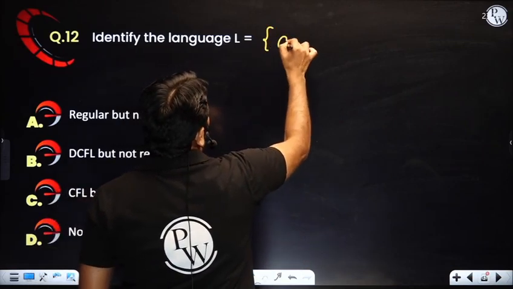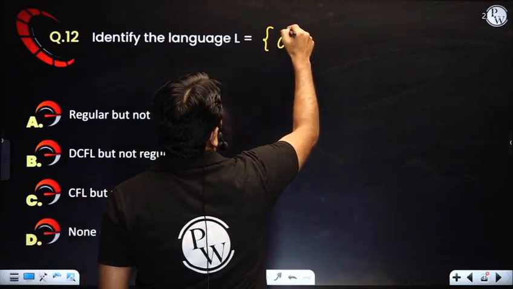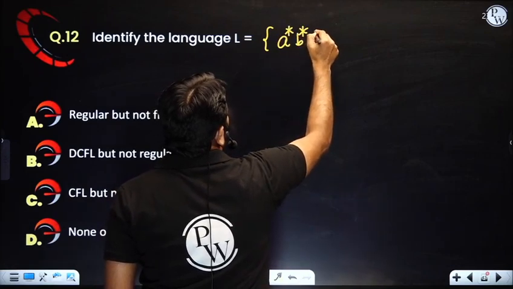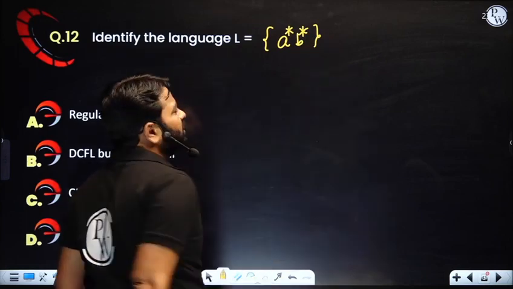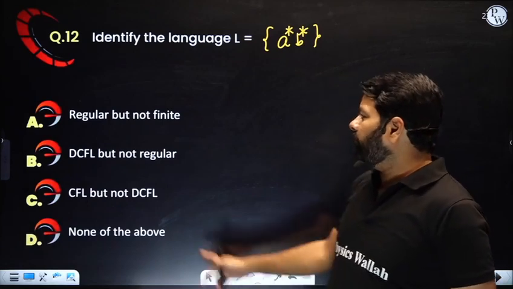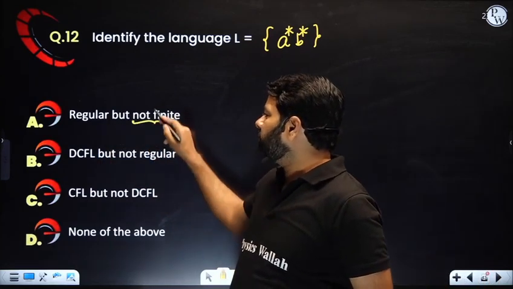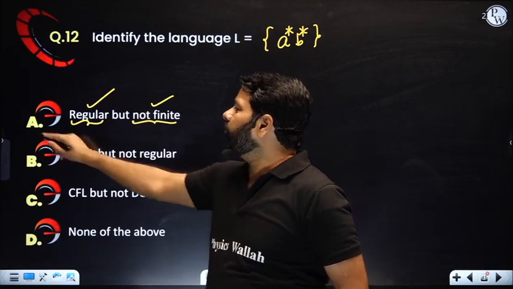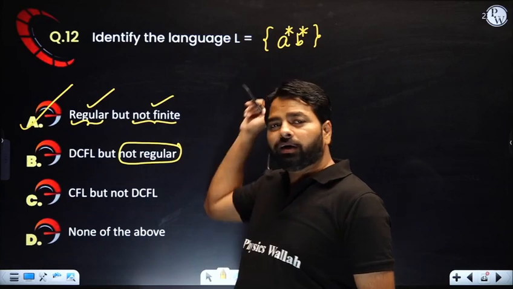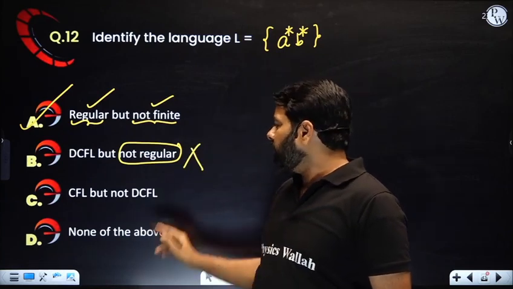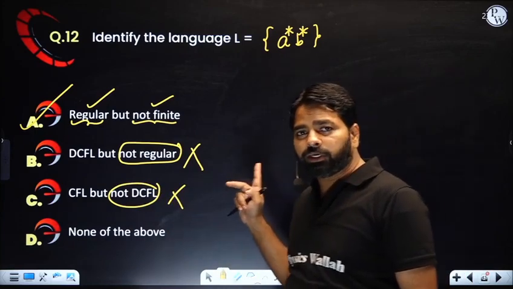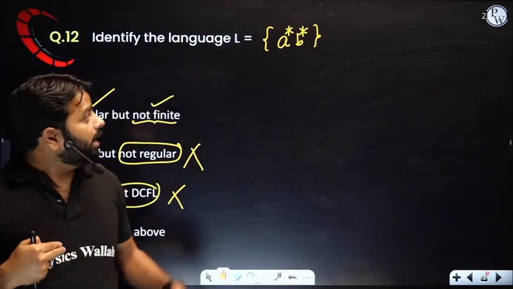Similarly, if you have remembered the language A star, B star. So what is this A star, B star? It is an infinite language. Is it correct? Not finite, that's correct. Is it regular? Yes. So we'll choose option A. And why don't we choose option B? Because you are saying here not regular, but it's already regular. So we don't choose this. It is already DCFL, but you are saying not DCFL. So we don't choose it. So we'll choose option A when the language is regular and infinite.